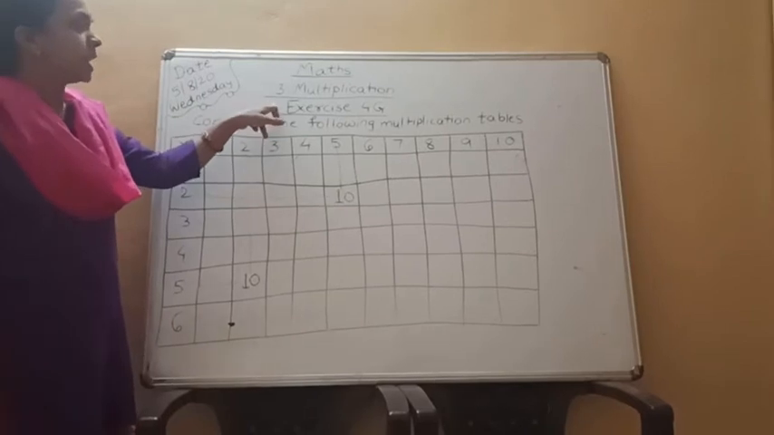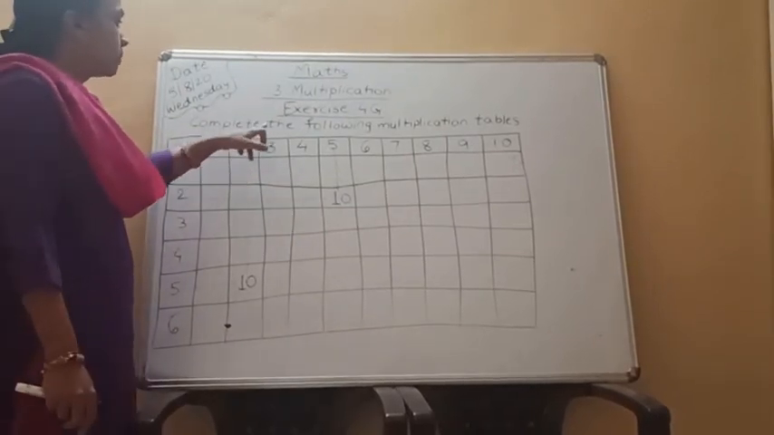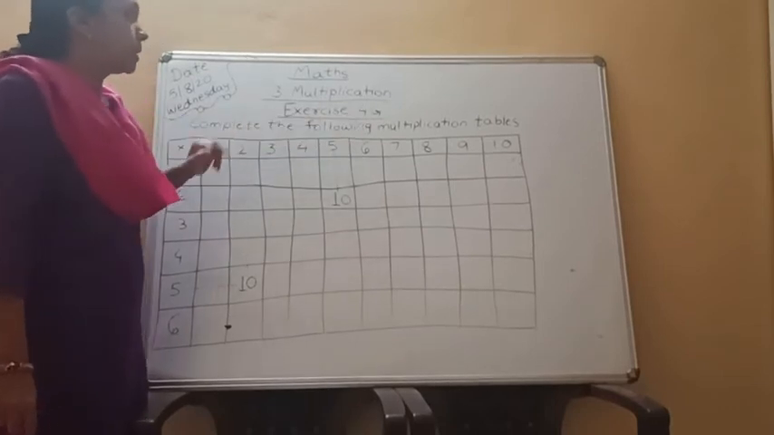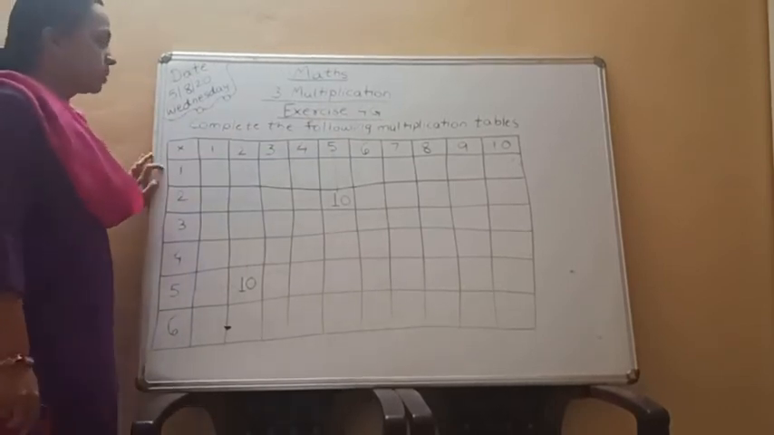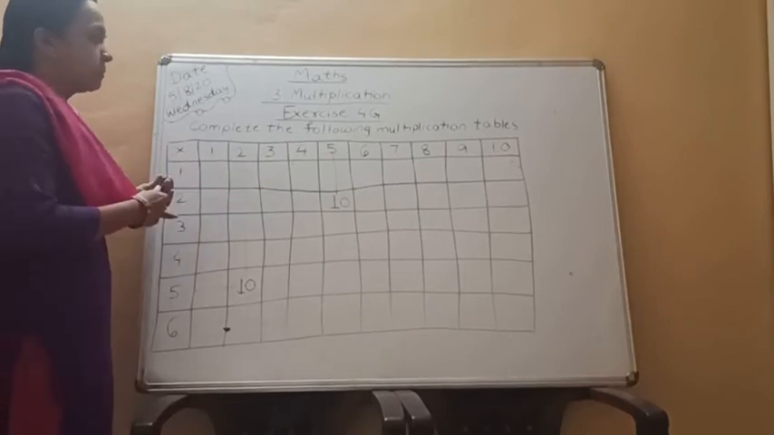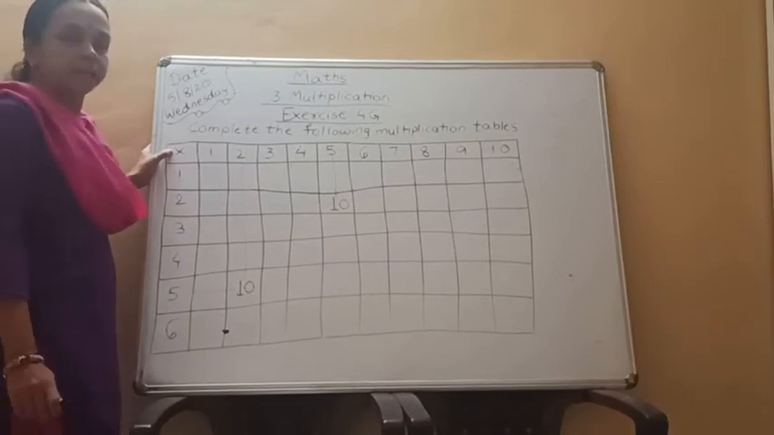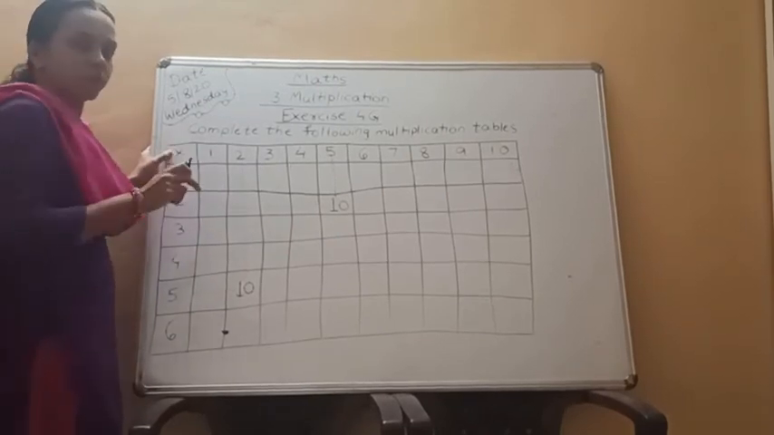Today we will see exercise 4G. What is given in this exercise? Complete the following multiplication tables. Now we have to complete all these tables here one by one. So we will start. See, multiplication sign is given here. This cross means what? Multiplication.